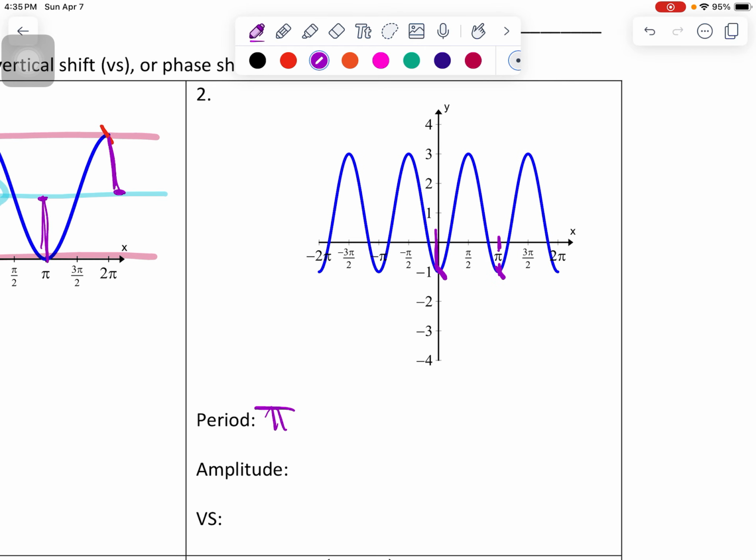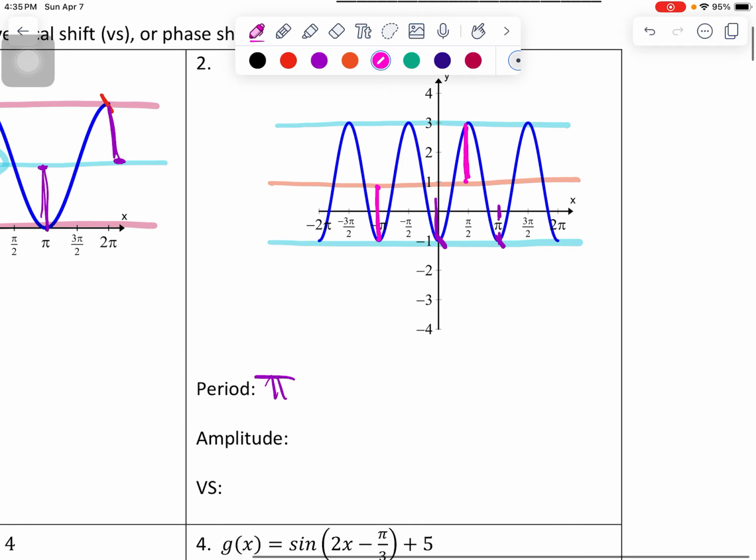Amplitude in this case, I'm going to do the same thing I did in the last one. My maximum here is at 3. My minimum here is at -1. So if I go halfway between those, should be at +1 there. So how does this help me find my amplitude? Well, amplitude is going to be the distance from this midline up to the maximum. So 2 units up, or, excuse me, the distance from the midline down to the minimum. So that would be 2 units down. So amplitude is going to be 2 here.